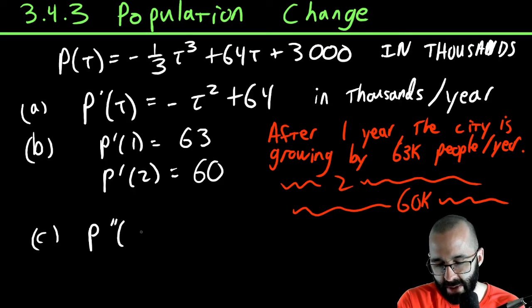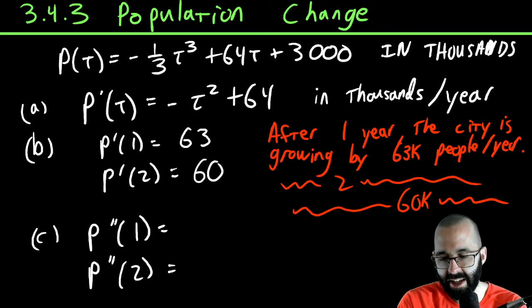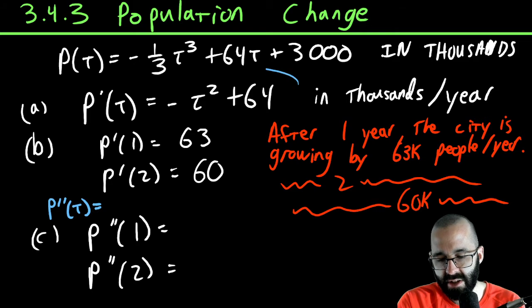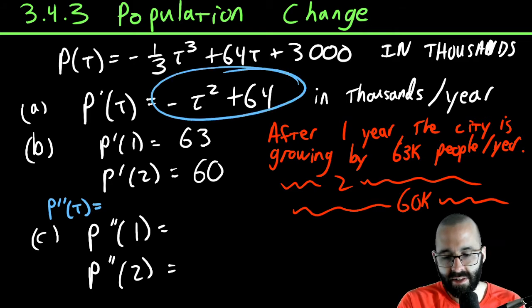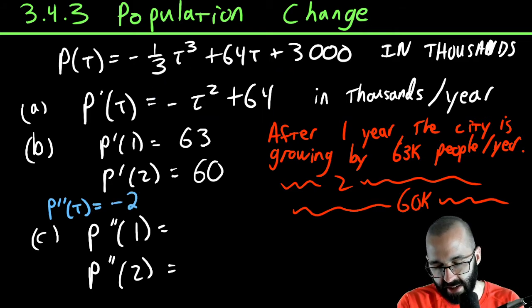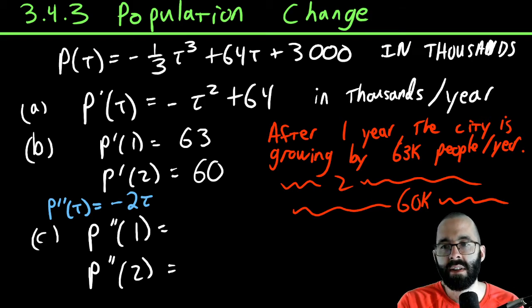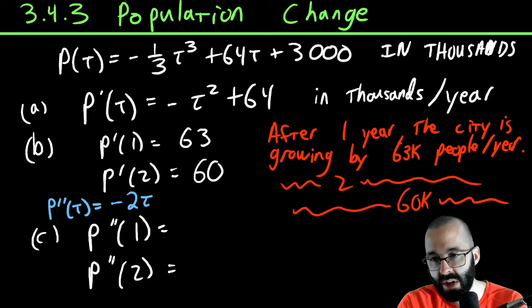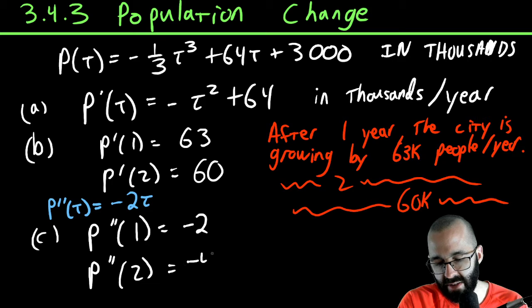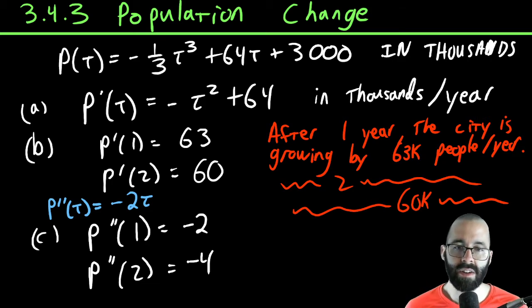Find P double prime at 1, and P double prime at 2. Oh, we need to calculate the second derivative. Second derivative is just the derivative of the first derivative, which is negative 2t plus 0. So after 1 year, the second derivative is negative 2. After 2 years, the second derivative is negative 4. So it is what we're eventually going to call concave down.